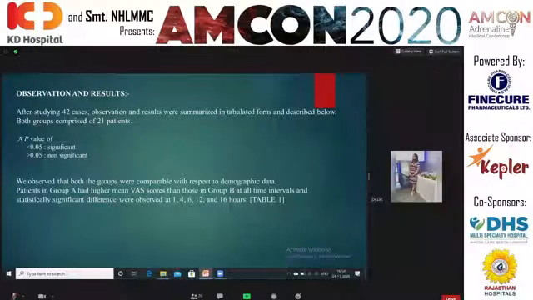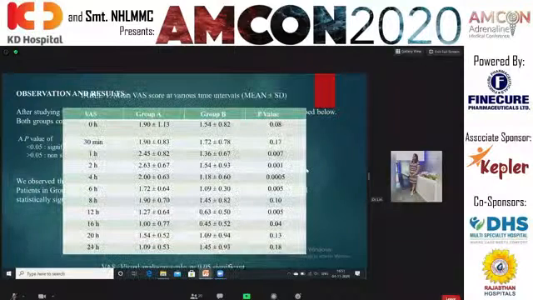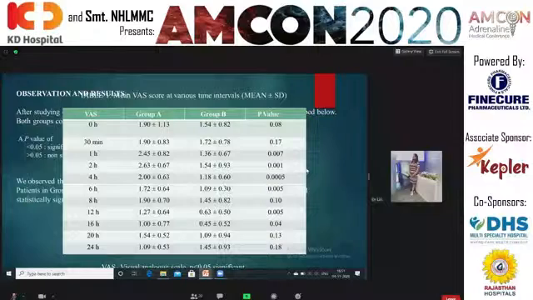Observation and results. After studying, we observed that a p-value of less than 0.05 was significant and greater than 0.05 was non-significant. We observed that both groups were comparable with respect to demographic data. Patients in group A had higher mean VAS score than group B at all time intervals, and statistically significant differences were noted at 1, 4, 6, 12 and 16 hours post-operatively. Here are my results for mean VAS score, mean time to first rescue analgesia, and total consumption of rescue analgesia.